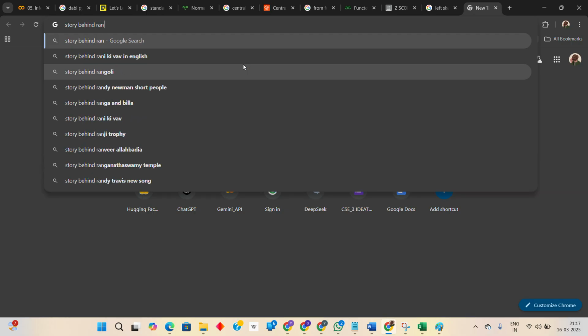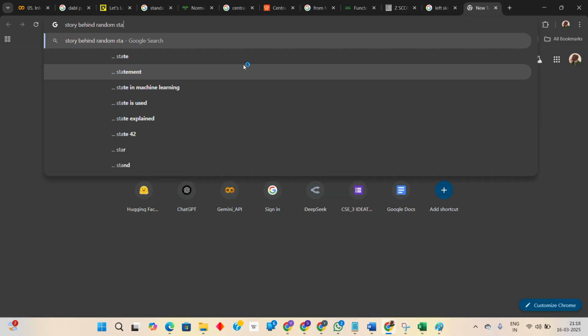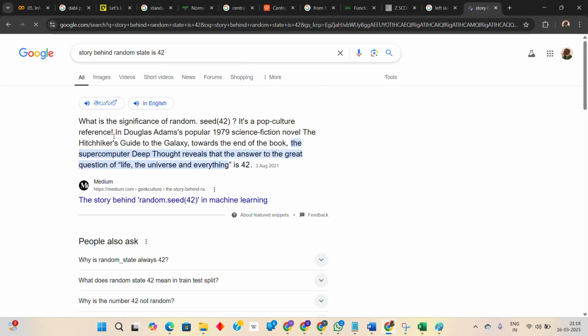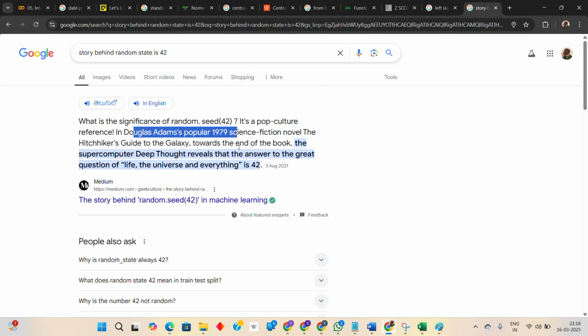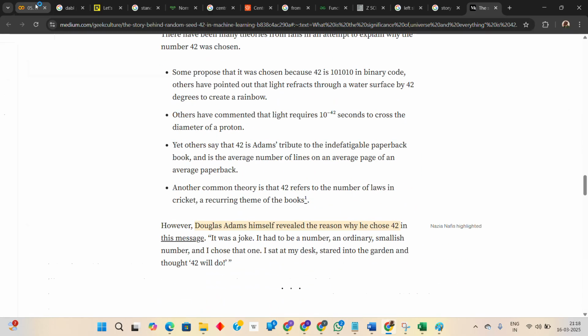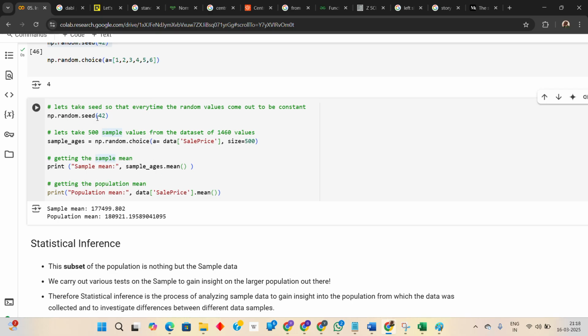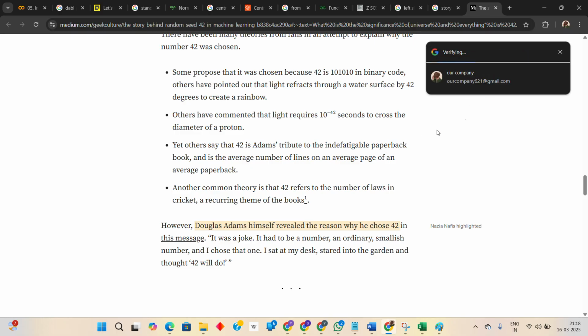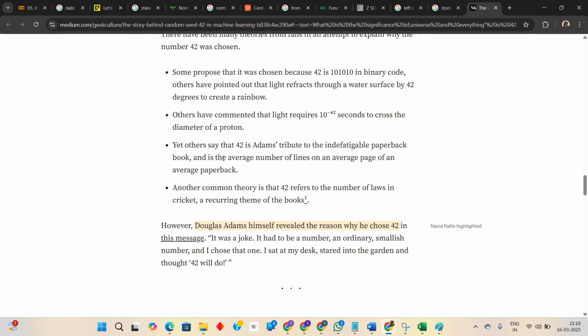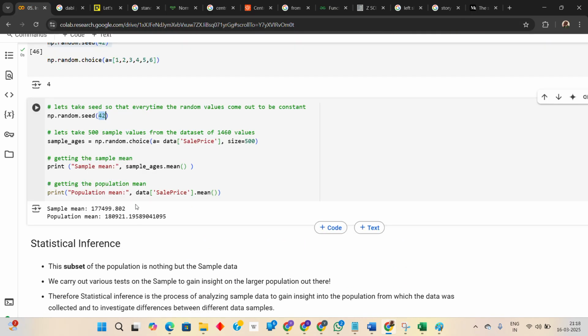Random state, state is 42. There is some story behind it, something about Douglas Adams. It is not very important, but it's a good story. Many times, if you see machine learning code, you can see random state is 42. There is not really a reason. You can mention any random state of your choice, but there was a story behind it.